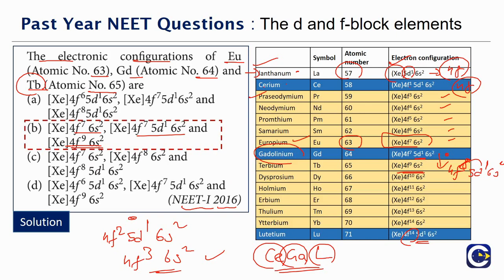So the correct option is europium xenon 4f7 6s2, gadolinium xenon 4f7 5d1 6s2, and terbium xenon 4f9 6s2. The only thing here is, what are the elements which will have the 5d electron? Cerium, gadolinium, and lutetium. You can remember the mnemonic Segal: cerium, gadolinium, and lutetium. Only these elements will have the 5d1 electron. In other cases, the d electron also will be shifted to the 4f level itself.